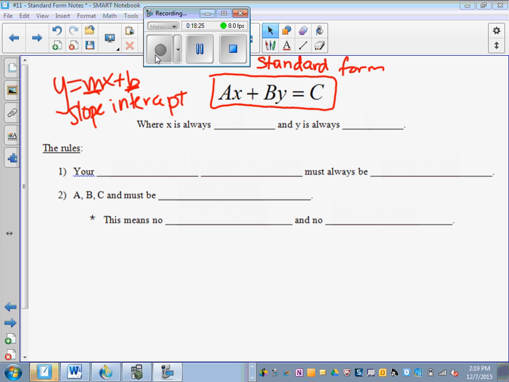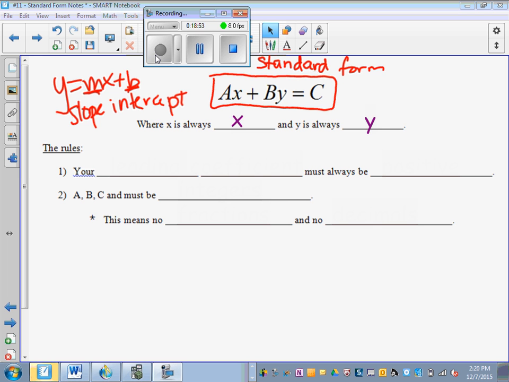In this new formula, we have to get it in this format where x comes first, then y, then our constant. Frequently you use the other one more often, because that's the one you use for graphing. You can use this one for graphing, but not easily. Okay, so in our equation, just like always, x is always x, and y is always y.